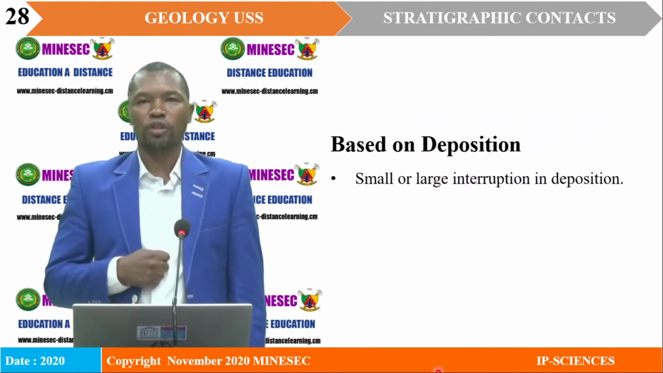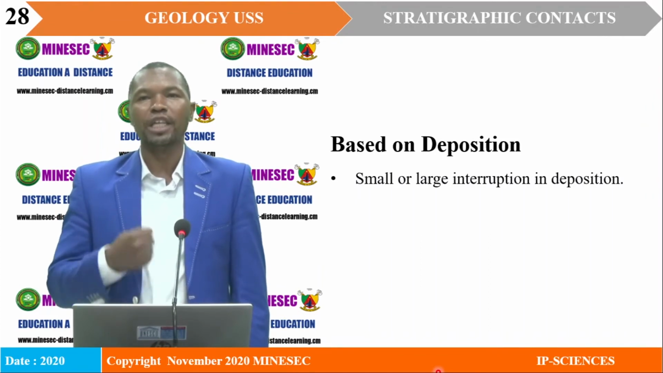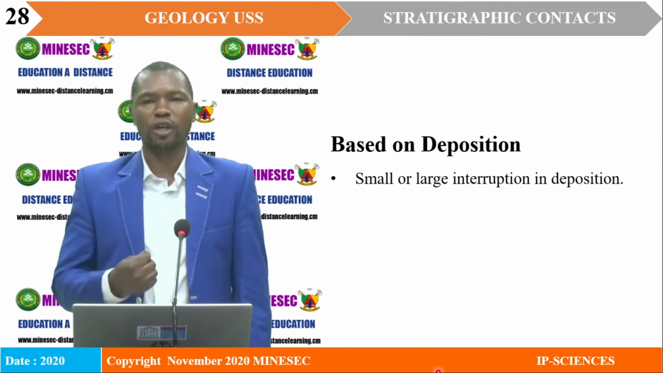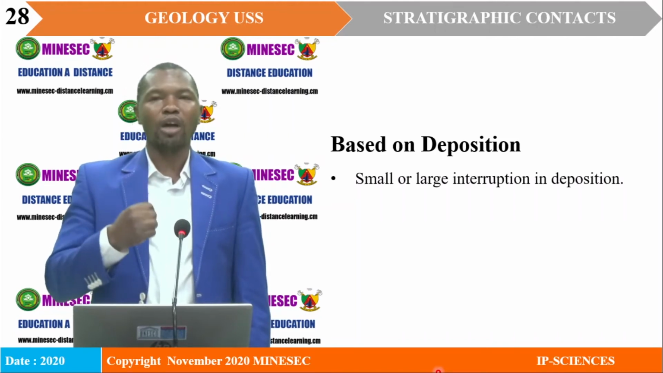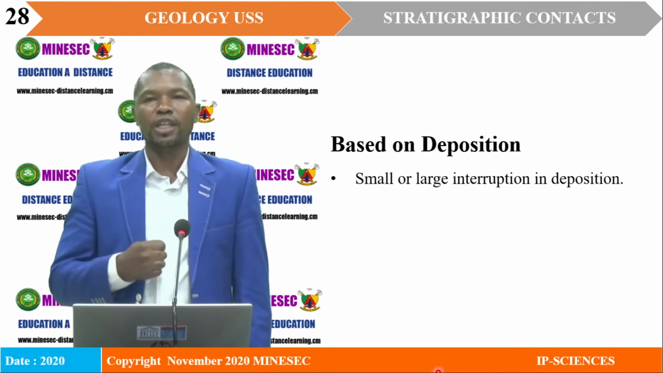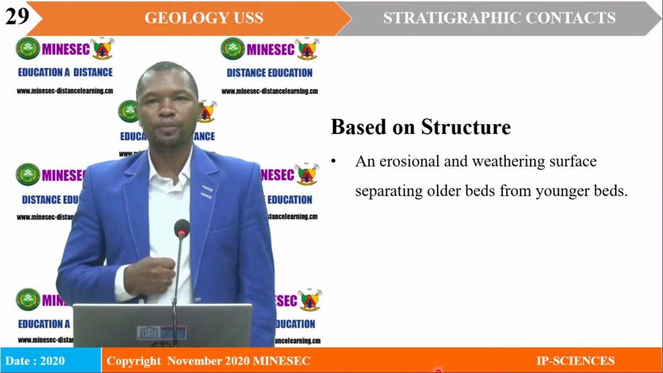Based on deposition, an unconformity is a small or a large interruption in deposition. So when you see interruptions within a geological sequence, like the picture of the diagram that we had at the beginning, it is an indication of a non-conformity with respect to deposition.